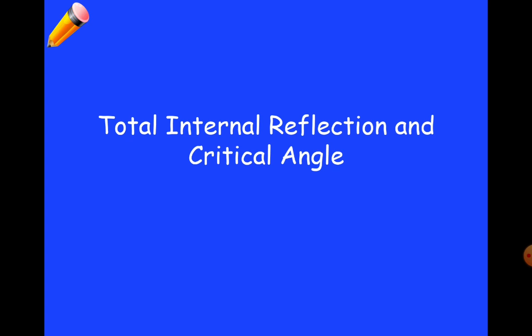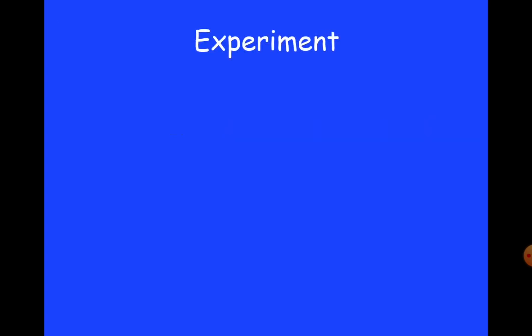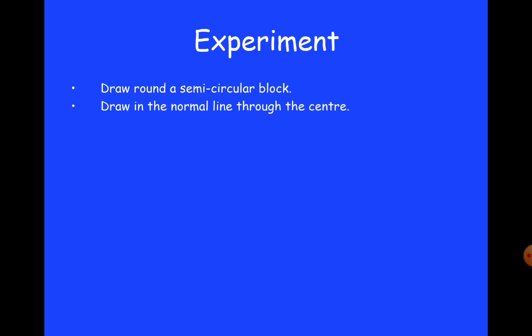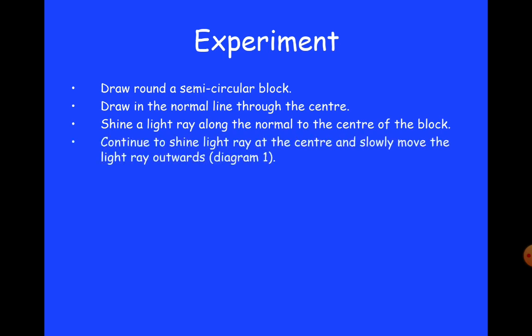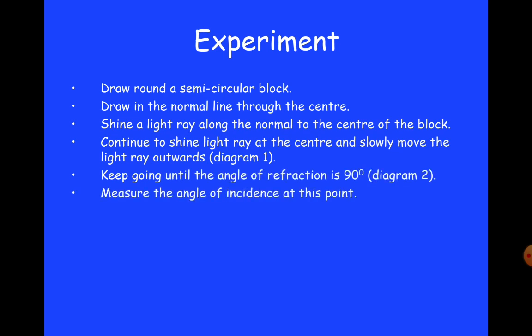Okay, now how are we going to measure the critical angle? And we do that with an experiment. Okay, and look closely at the pictures. We use a semi-circular block. We draw a normal line through the center. We shine a light ray along the normal to the center of the block. We continue to shine the light ray at the center and slowly move the light ray towards the side, and you will see that in diagram 1.